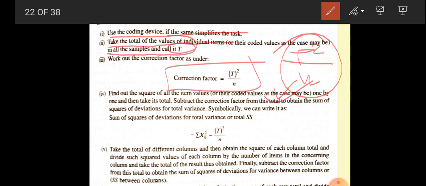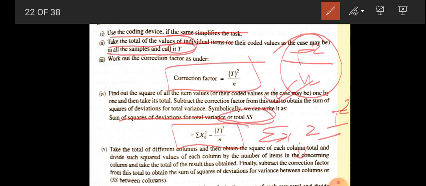Find out the squares of all the item values one by one and then take its total. Subtract the correction factor from this total to obtain the sum of squares of deviation for total variance. Symbolically, we can write the sum of squares of deviation for total variance, or total SS, as: summation of xij whole square minus T square by N. This is the formula.